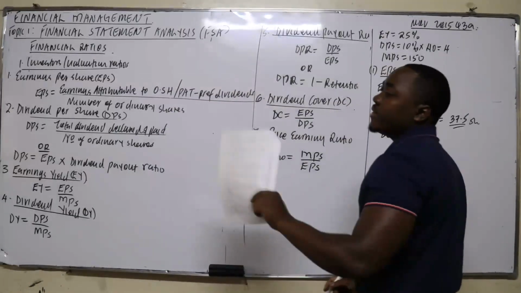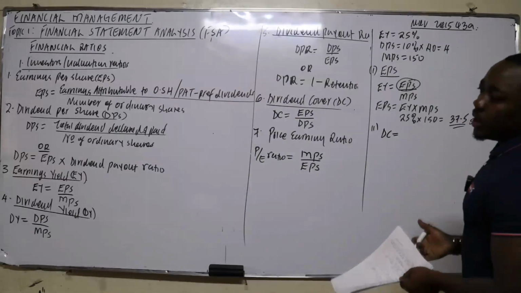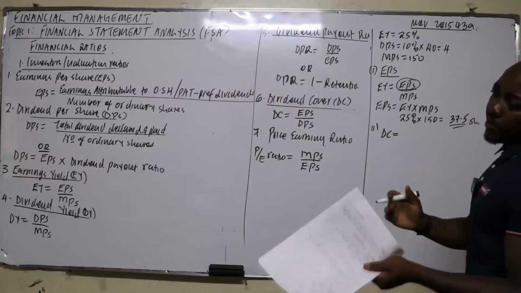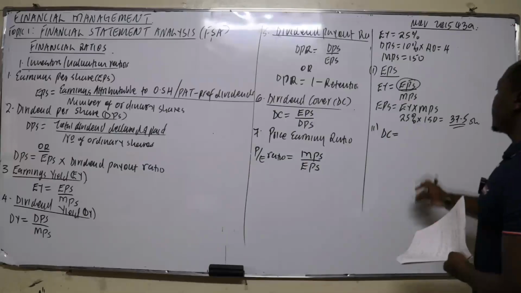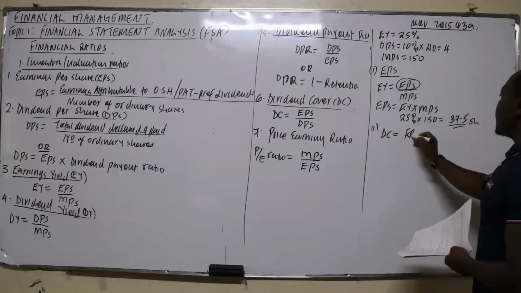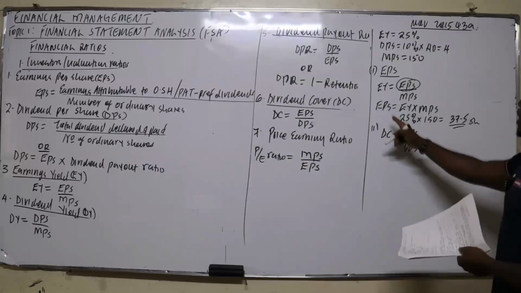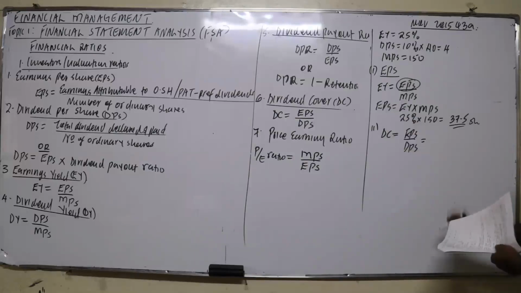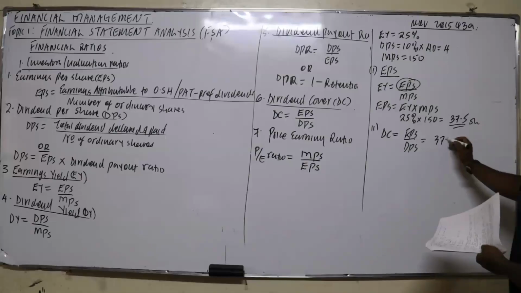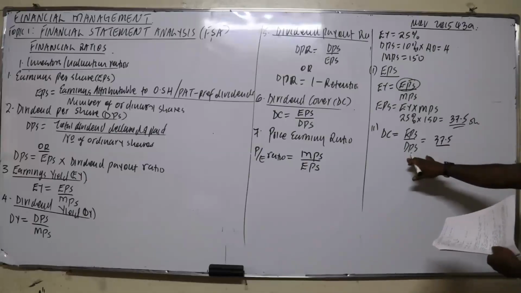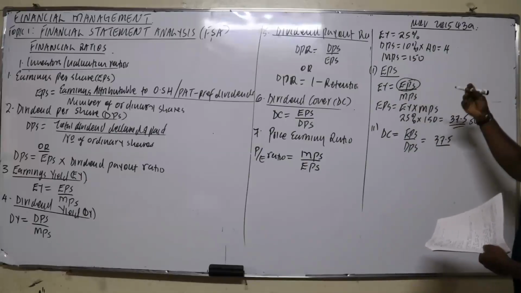Good. Number 2, the dividend cover, DC. I said that dividend cover shows the number of times through which we can pay the dividend from the available earnings. That is, you take the earnings per share, you divide by the dividend per share. We have the earnings per share, the one we have computed in number 1, which is 37.5. You divide by the dividend per share. So the dividend per share is 4.